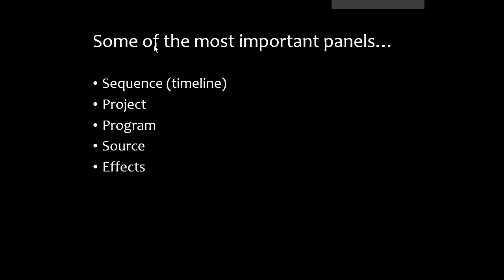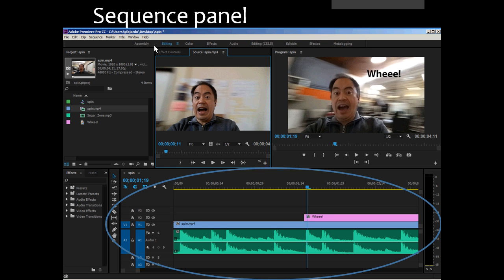Okay, so again, we'll demonstrate this shortly, but just a really quick overview of what we're about to go over. We'll talk about some of the most important panels in Premiere Pro. We'll talk about the sequence one. This is the timeline, the project, the program, the source, and the effects. Now let's go through these individually and give you some very quick exposure to some basic concepts and vocabulary around this. So the sequence panel is what we have circled here.